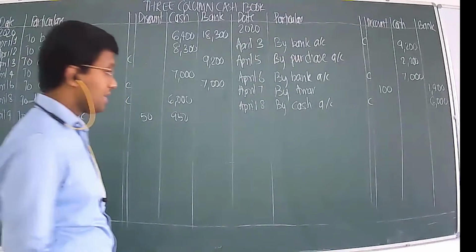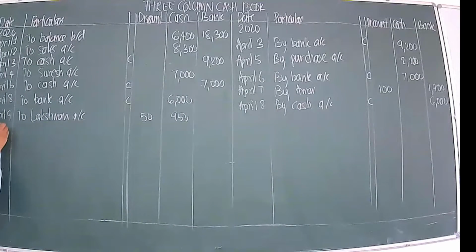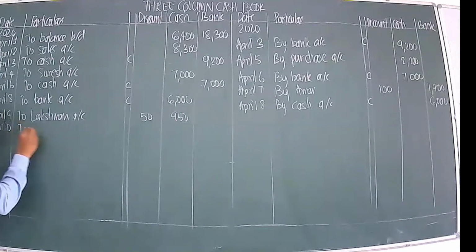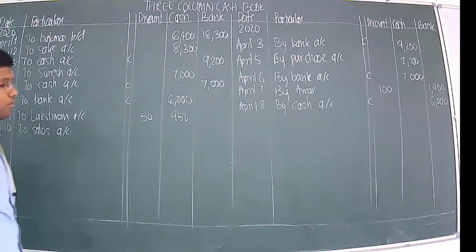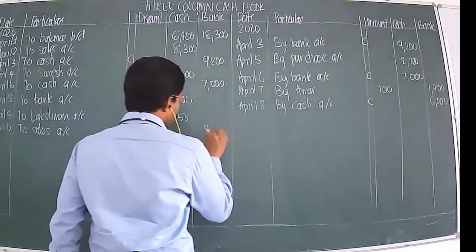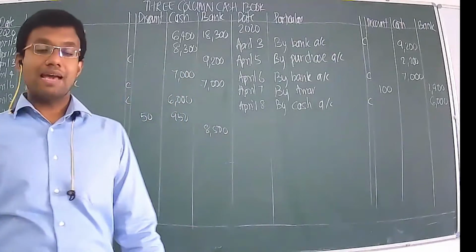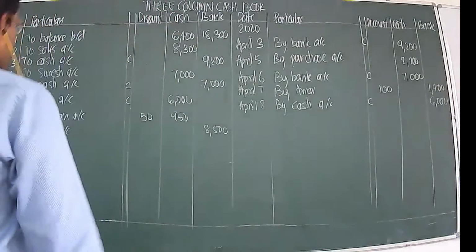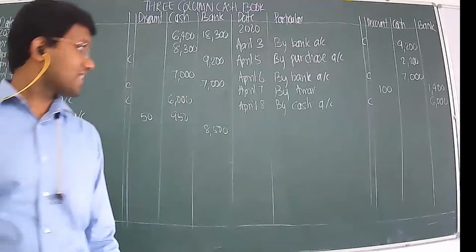So here, what would happen is April 10th, to sales account, and the amount is coming directly into your bank account. So it will be 8,500. Now remember, bank column is personal. Debit the receiver, bank is receiving. So it is 8,500 over here. Now let's look at the next transaction.